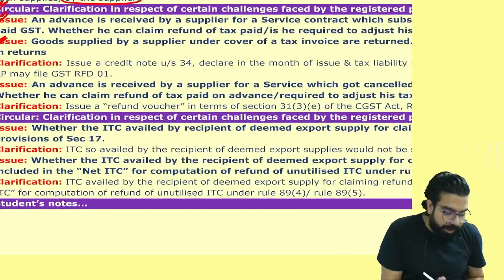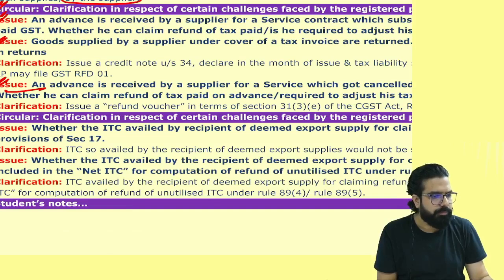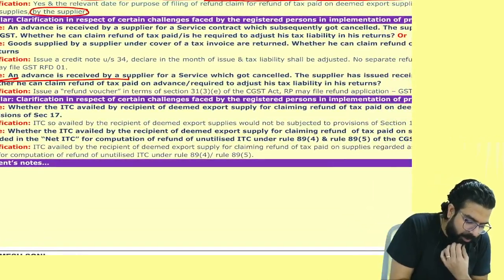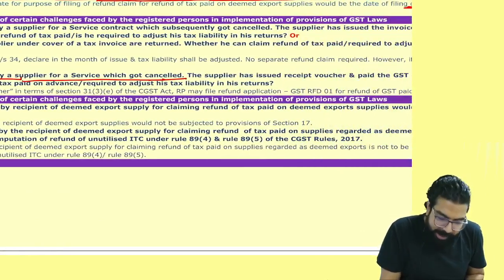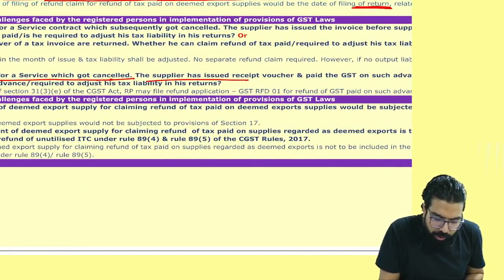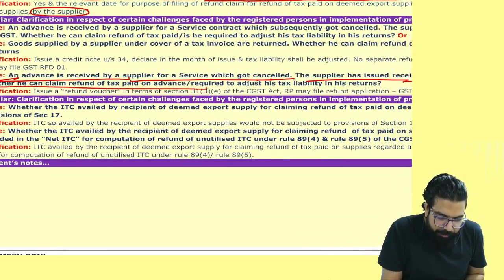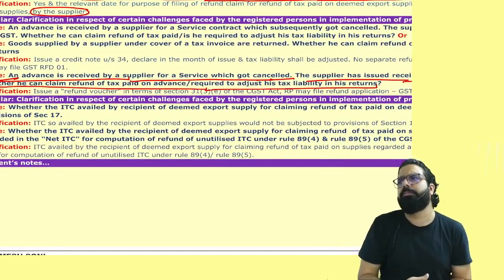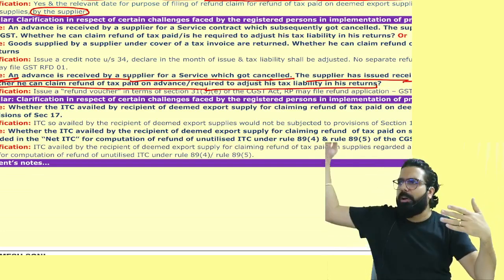Now, the next issue over here. An advance is received. People, the first two I already clarified. An advance is received by the supplier which got cancelled. The supplier has issued a receipt voucher and paid the GST. Whether he can claim a refund or adjust his liability. Tell me one thing, whether I will adjust or I'll claim a refund. When I issue a refund voucher, government will refund the GST.